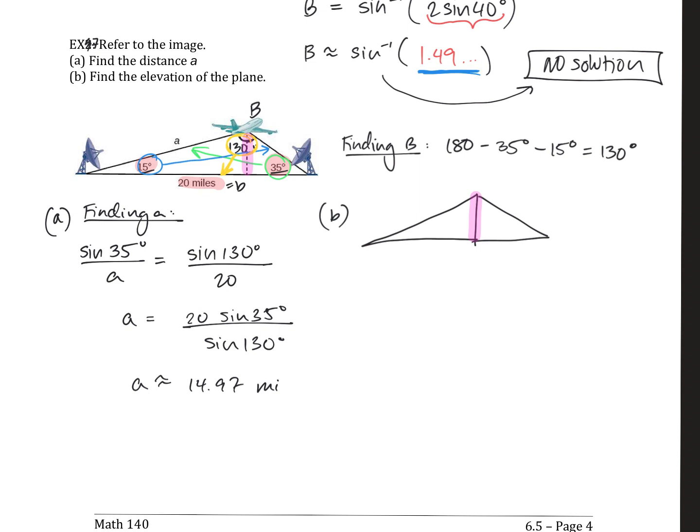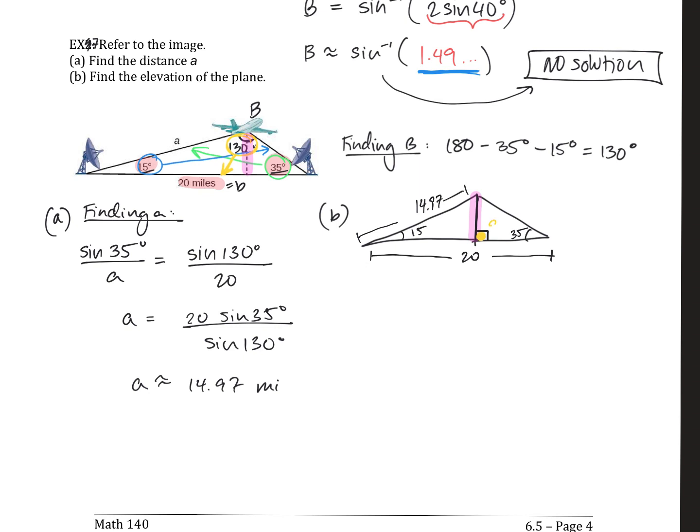Well, what do we know? We know that this whole length is 20. We know that this whole length is 14.97. And what else do we know? We know that this is 35, 15. Since we're dropping a straight line from the top to the bottom, we create something called a right triangle. So I know that that angle right there is 90 degrees. Aha, I just said that beautiful magical number, 90 degrees. We're talking about a right triangle now.